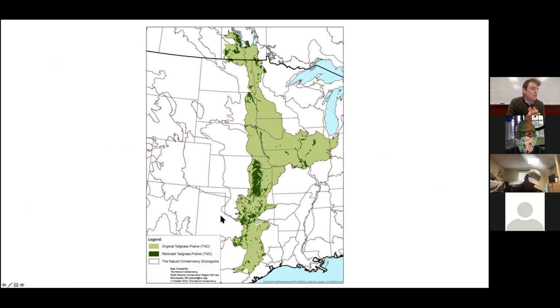This is a map showing the tallgrass prairies of North America, and this is that Flint Hills region where we have remnant or untilled prairie. And you can see that there's not a whole lot of this remnant prairie in other states like Iowa and Missouri and Illinois.